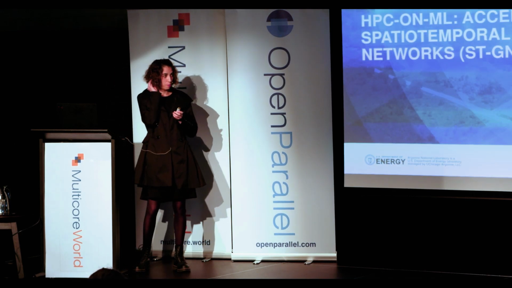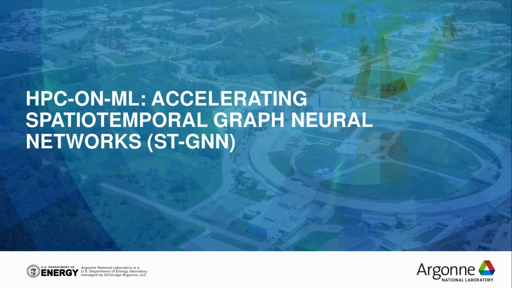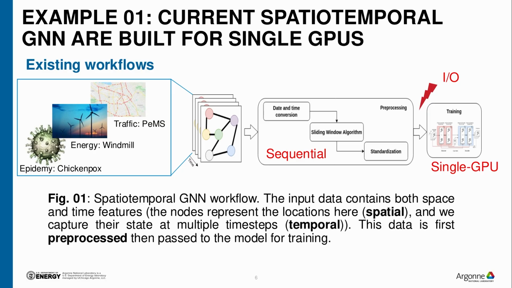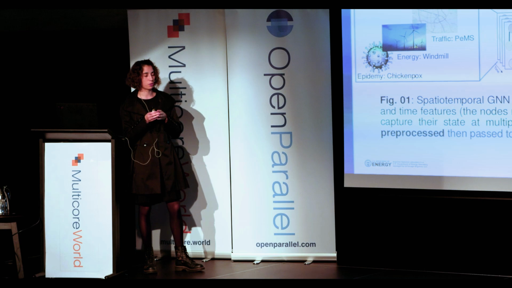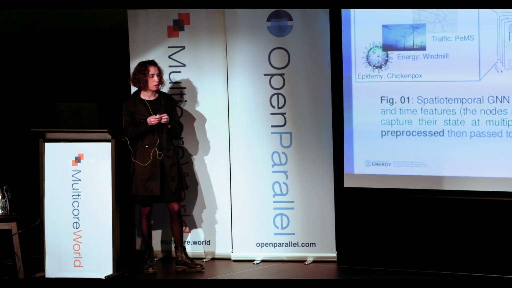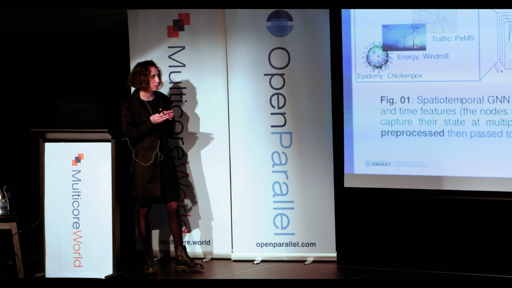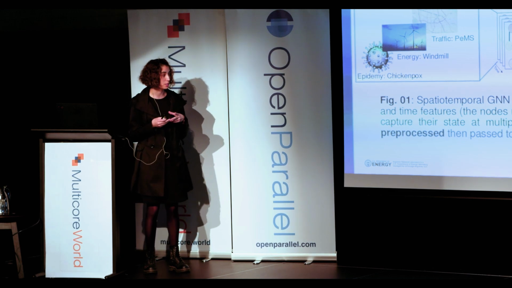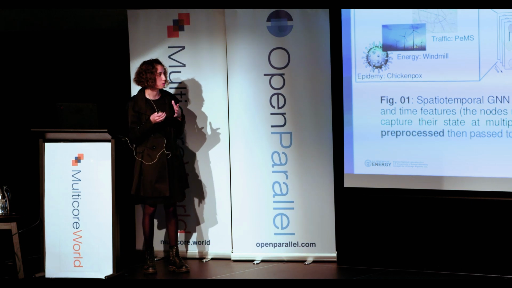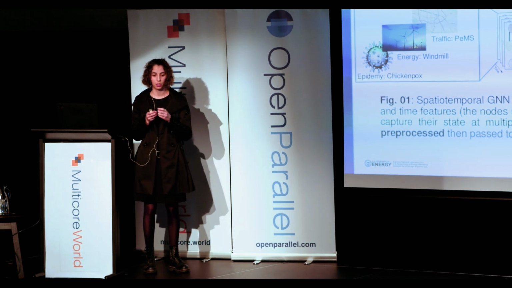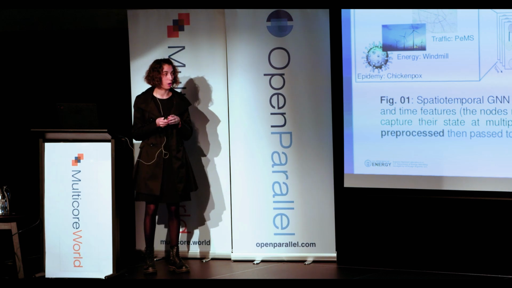The first example is us trying to accelerate spatiotemporal graph neural networks. Most of the state of the art of these spatiotemporal graph neural networks are built for a single GPU. These are important because they deal with data that has both space and time. It can be used, for example, for traffic predictions. It can be used to study the spread of an epidemic and so on.